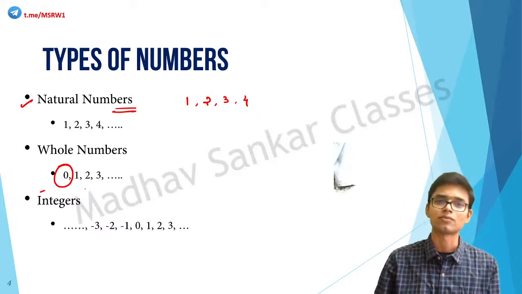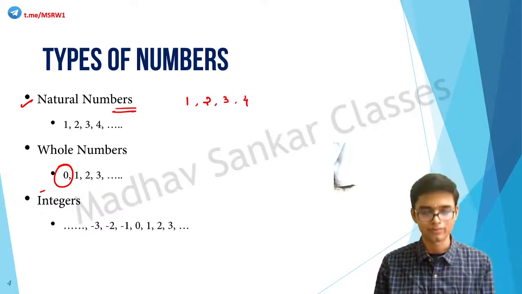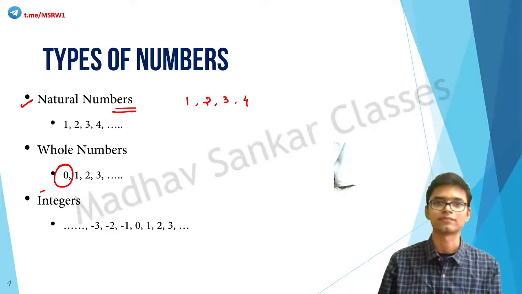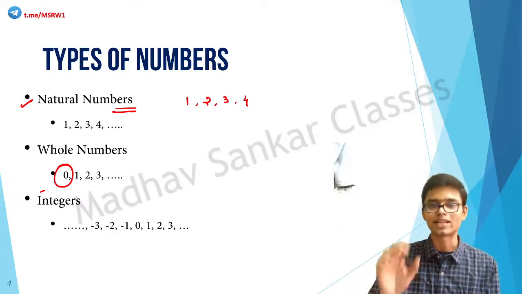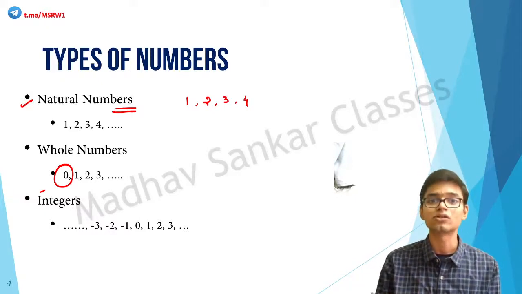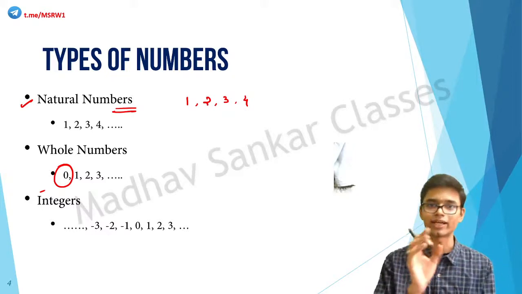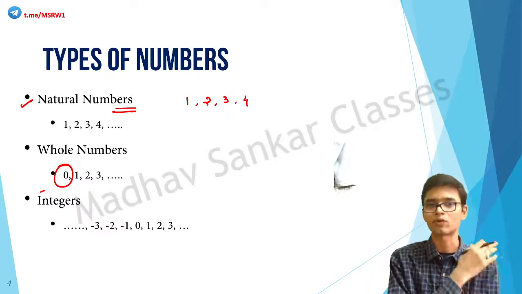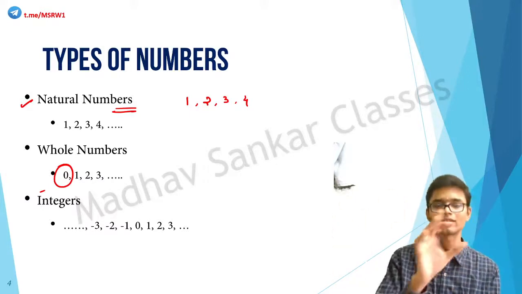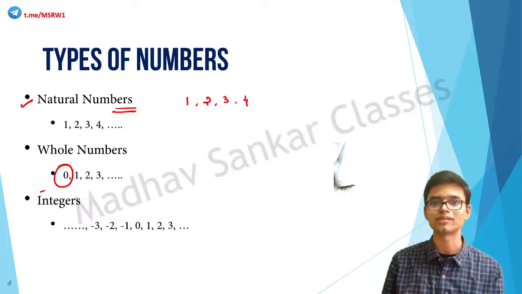Now integers. What are integers? Integers means all the counting numbers, both negative, 0 and positive. Natural numbers do not have negatives in them. Clear? Whole numbers do not have negatives in them. But in integers, we also add negatives. So negative 1, negative 2, negative 3, minus 4, minus 5, all these, positive values also, and 0. So the entire thing together forms the set of integers. I hope you understood the difference between all these things. Very, very important.